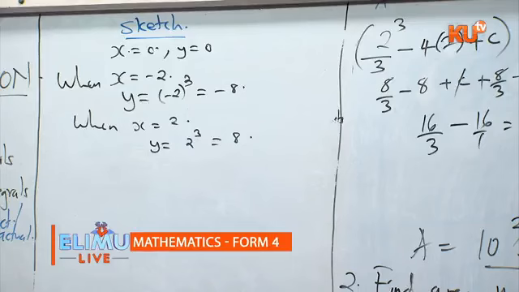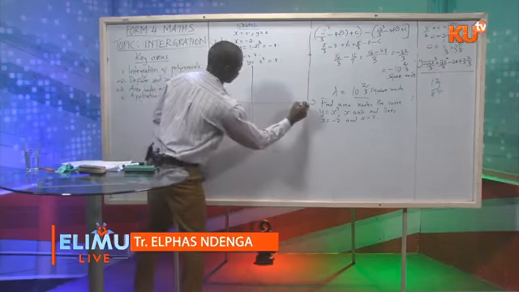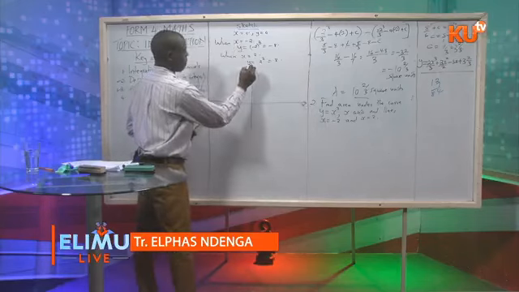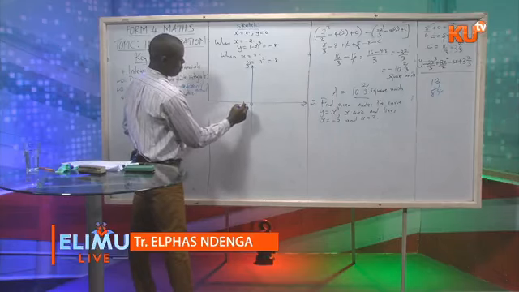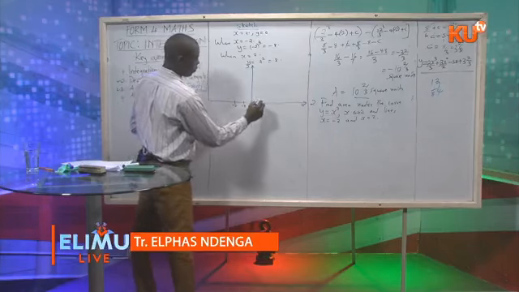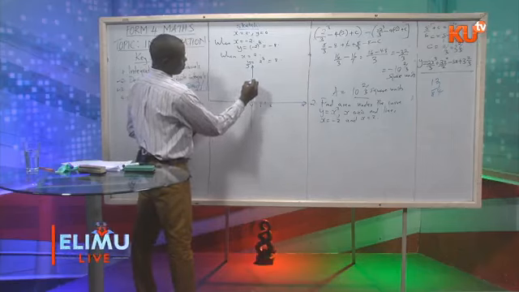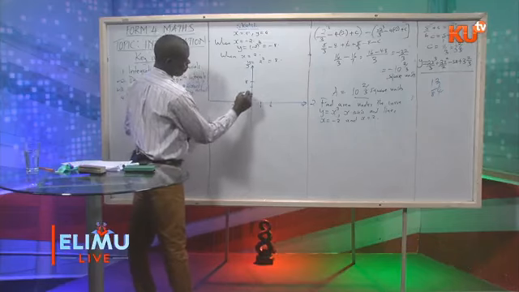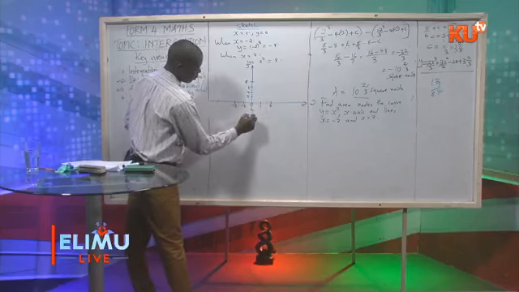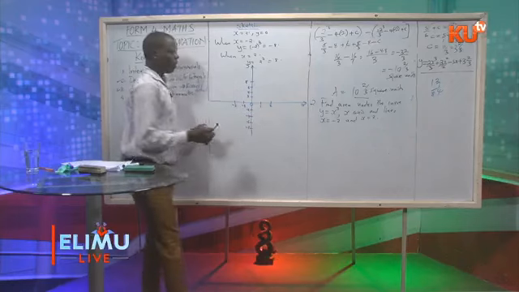So if we sketch, this is what we shall have. This is the x-axis, the y-axis, 0, negative 1, negative 2, 1, 2. This is 1, 2, 3. Let's say this is where we have our 8: 2, 4, 6, 8. Then on this side again, 1, 2, 3, 4. Negative 2, negative 4, negative 6, negative 8.